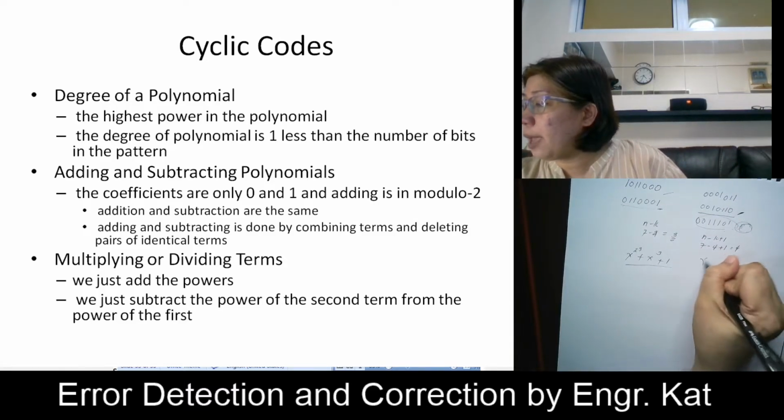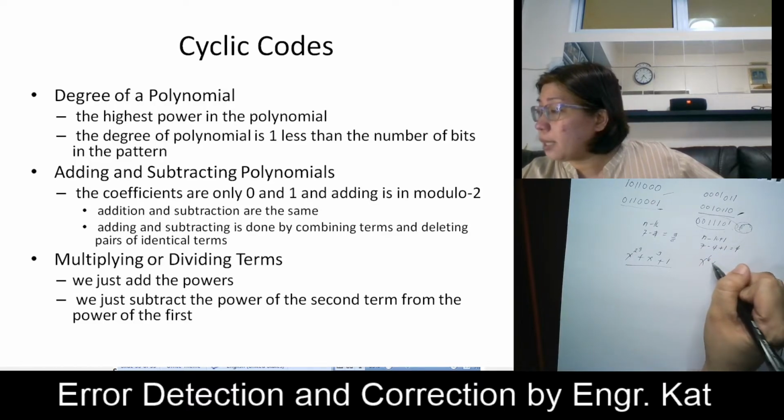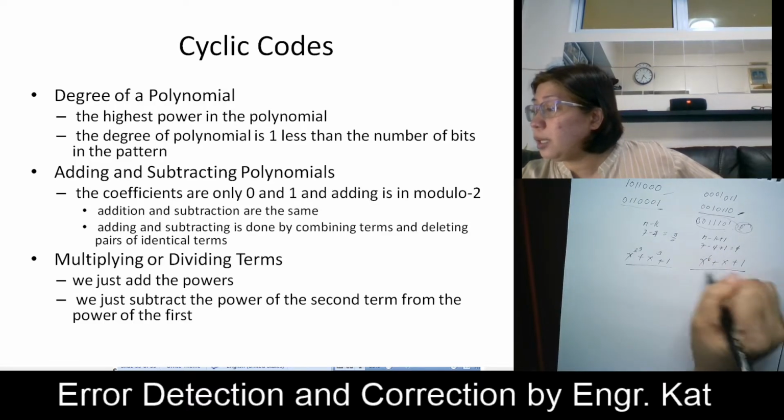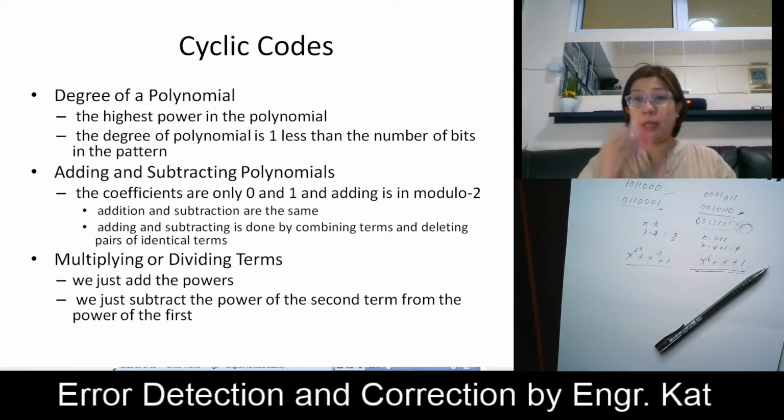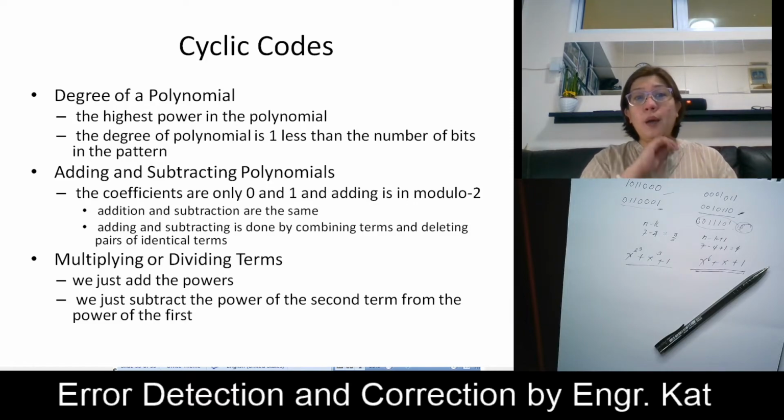For example, you have x raised to 6 plus x plus 1. So the degree of the polynomial is 6. This is the highest power in the polynomial. Okay, so how about adding and subtracting polynomials?